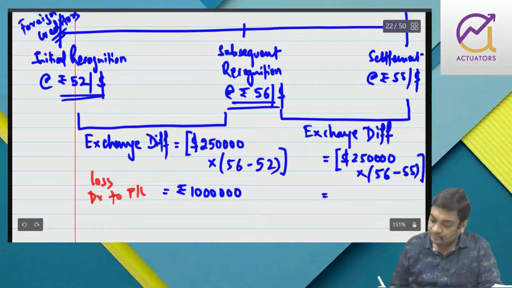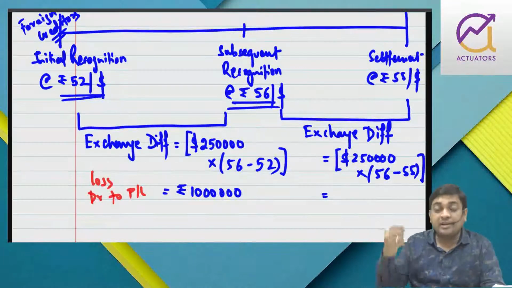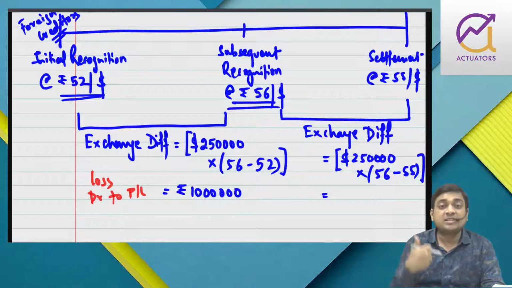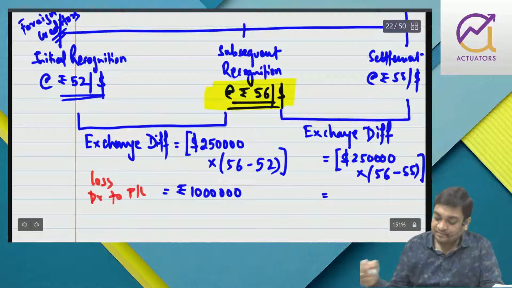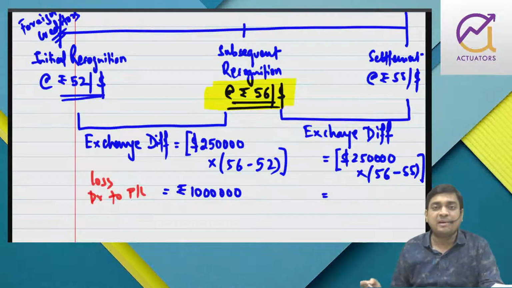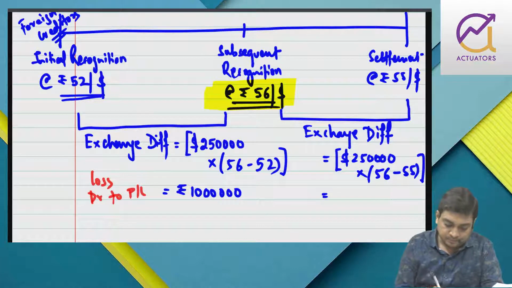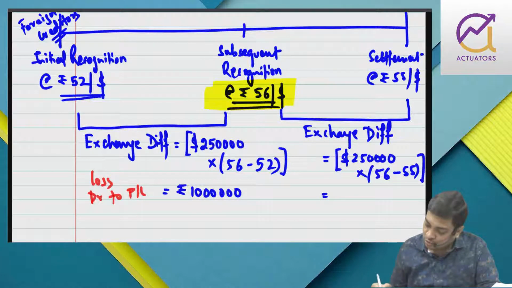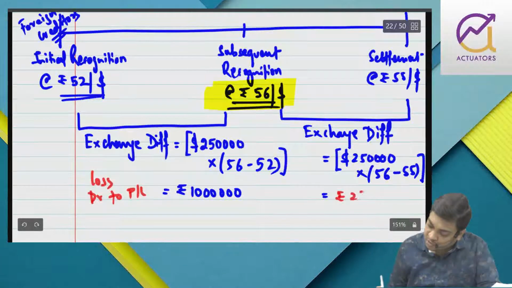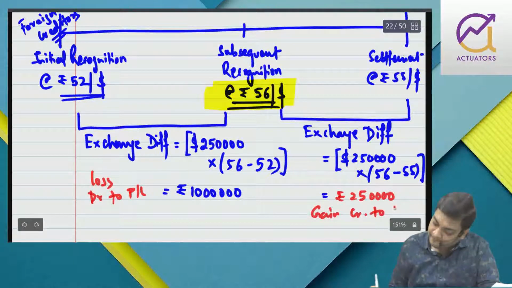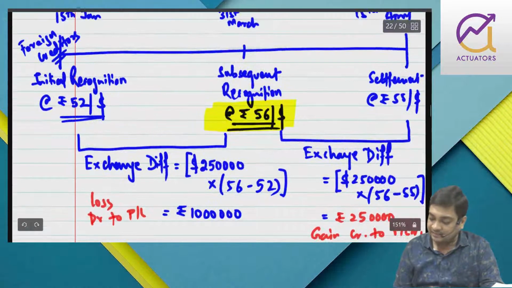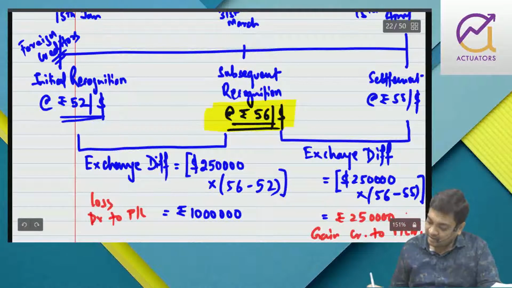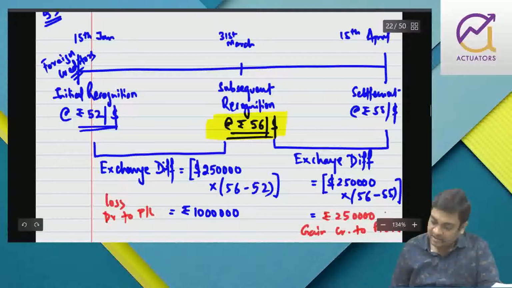And then on the date of settlement the rate of dollar has decreased, so we will be paying less. On the balance sheet date we recorded this liability at 56 per dollar. Now on the date of payment we are paying 55 per dollar, right? So that is coming to rupees 2,50,000 gain credited to profit and loss account. So therefore the treatment of the accountant is incorrect. Whatever accounting treatment they have done, that is incorrect.